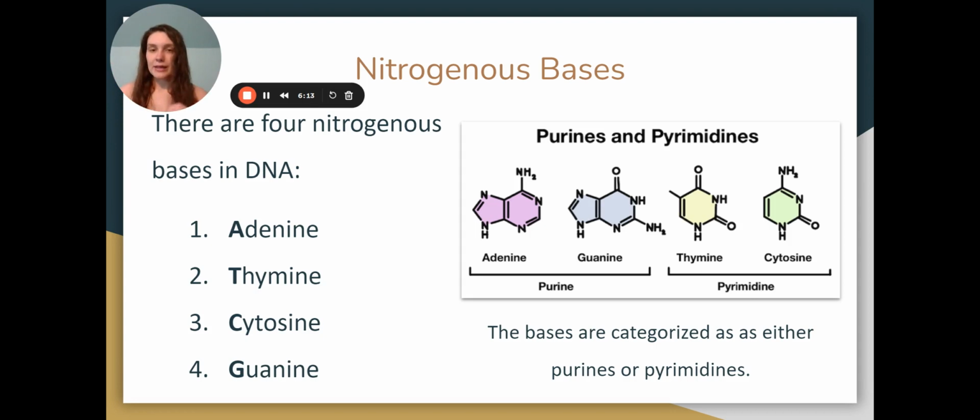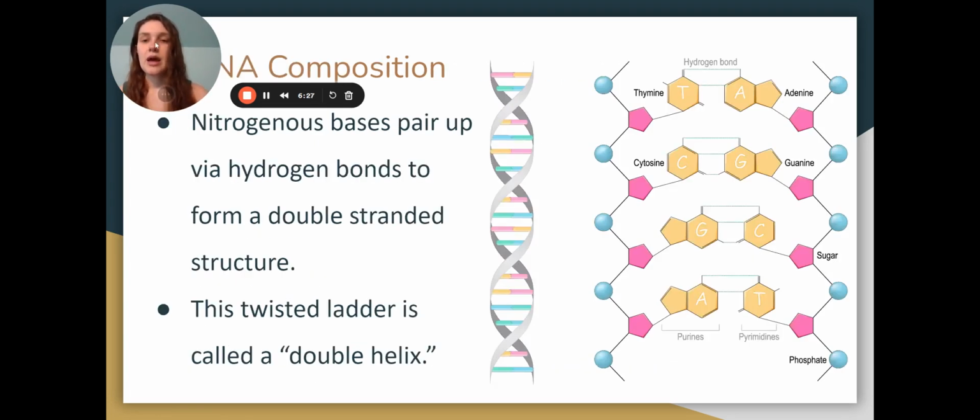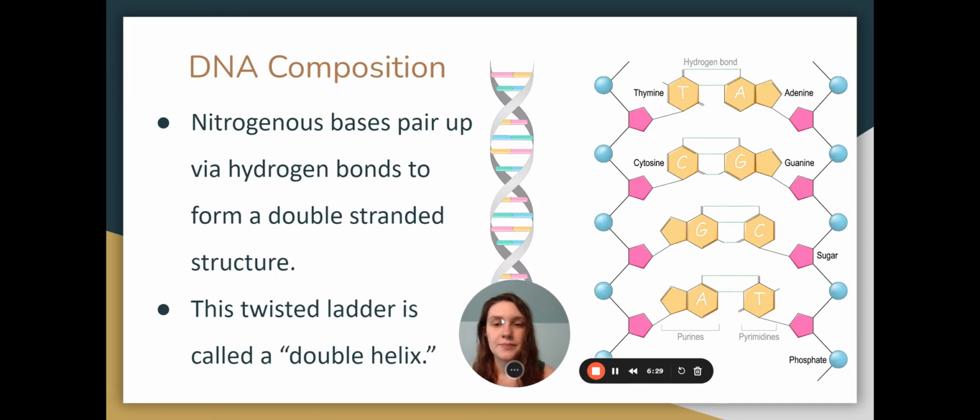So let's take a step back. Again, there are 4 nitrogenous bases: adenine, thymine, cytosine, and guanine, or A, T, C, and G. I'm throwing a lot at you here pretty quick. But DNA, again, is composed of nucleotides. So on this side, you can see there's a nucleotide happening right here, where we have a phosphate, a sugar, and then a nitrogenous base.